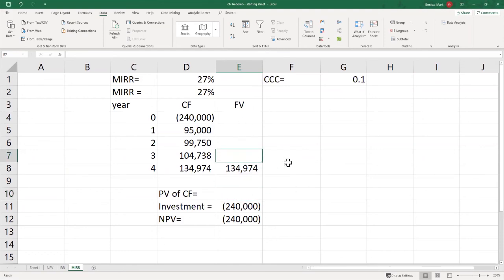So I'm going to bring that 104 to the future. So I'm going to say, okay, this is my cash flow. So I'm going to select the cash flow times, and I'm going to program it 1 plus, and I'm going to use my corporate cost of capital as my reinvestment rate.